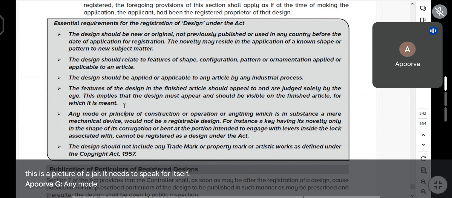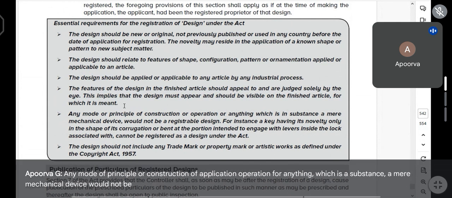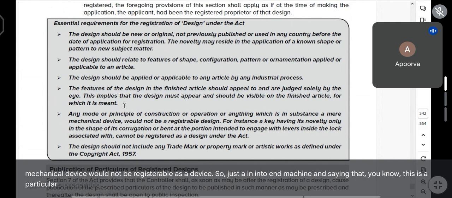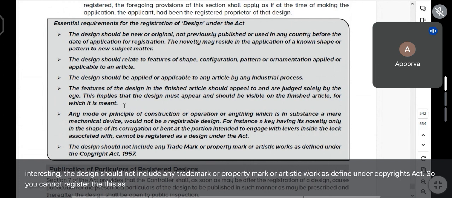Any mode or principle of construction or operation of anything which is a mere mechanical device would not be registrable as a design. So just an end-to-end machine and saying that this is a particular design cannot be done. A proper method, a proper process has to be followed if you're registering. The design should not include any trademark or property mark or artistic work as defined under copyright law. So you cannot register this as any trademark, property mark, or copyright. It needs to be exclusively registered as a design.